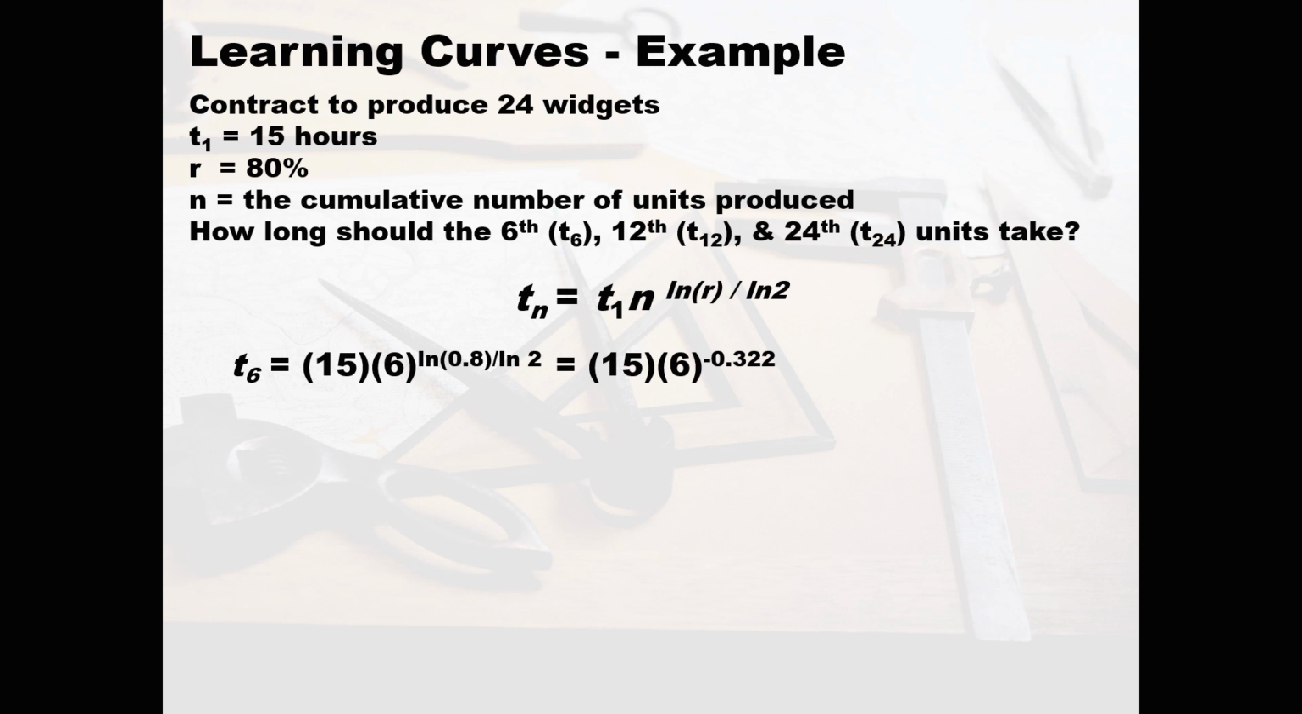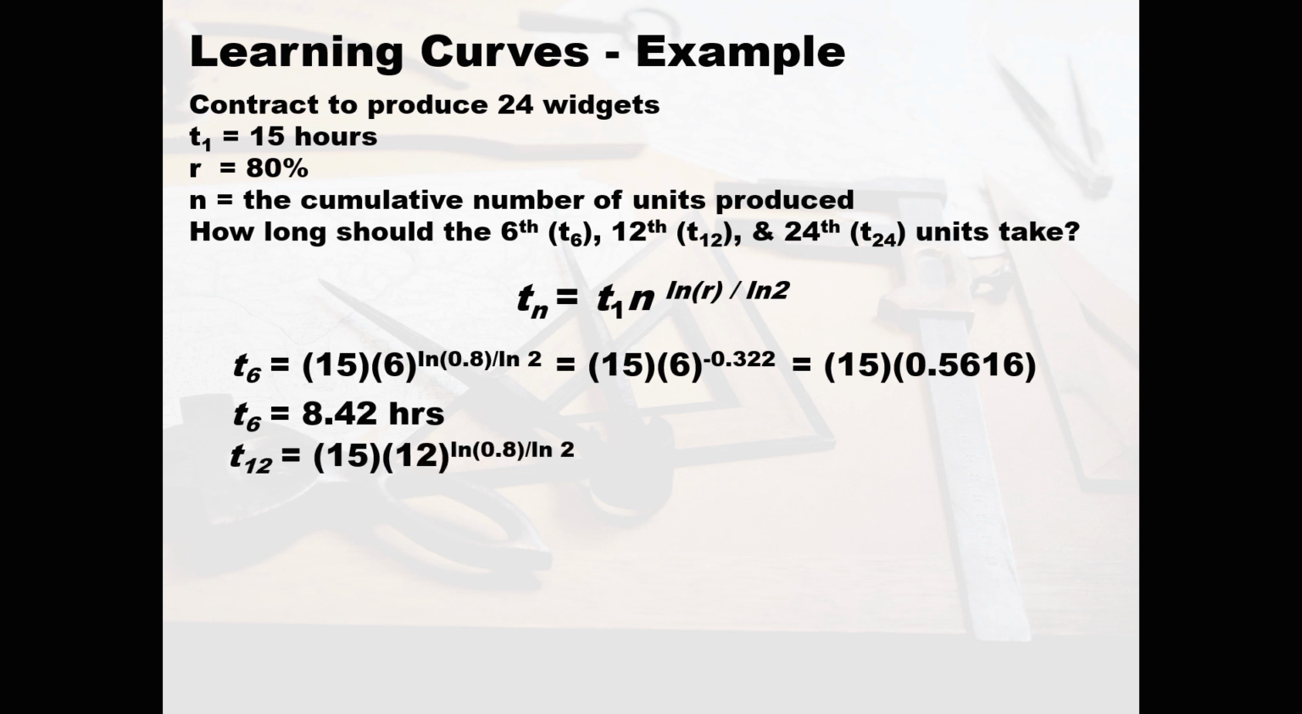Moving the mathematical process along a little bit, we have 15 times 6 raised to the negative 0.322, or 15 times 0.5616. The average time to build the 6th unit is going to be 8.42 hours. So now let's look at the average time for the 12th unit.